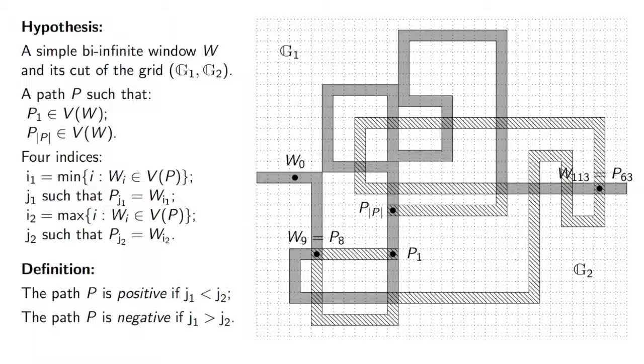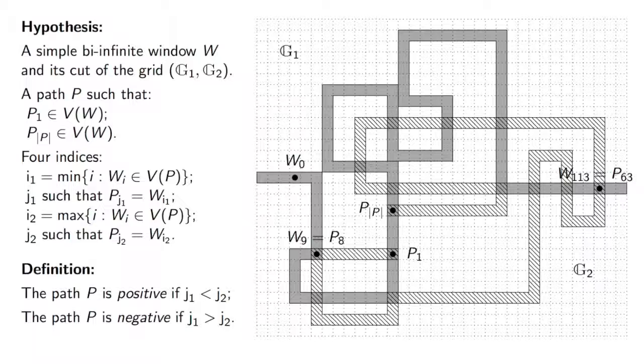Now we consider two indices J1 and J2 such that the position of the path P at index J1 is the position of the window W at index I1. Moreover, the position of the path P at index J2 is the position of the window W at index I2. Intuitively, these two indices represent where the path P reaches the positions where it starts and ends in the window W. If J1 is strictly less than J2, then the path P is positive, and if J2 is strictly less than J1, then the path P is negative.